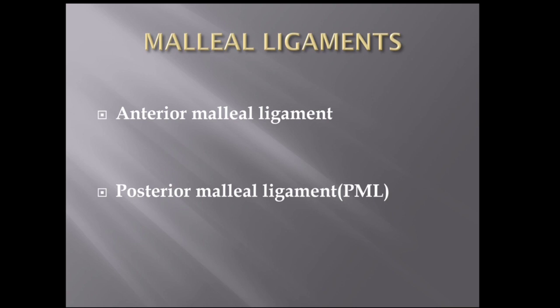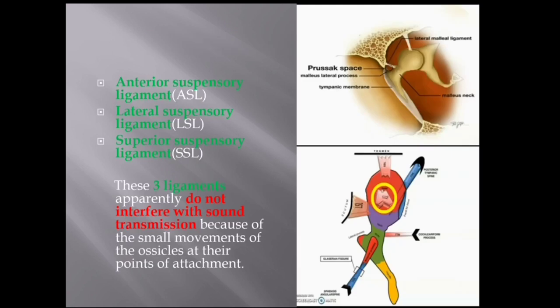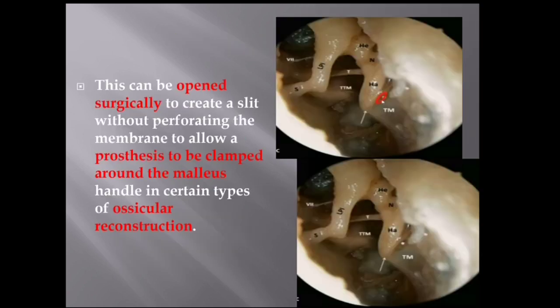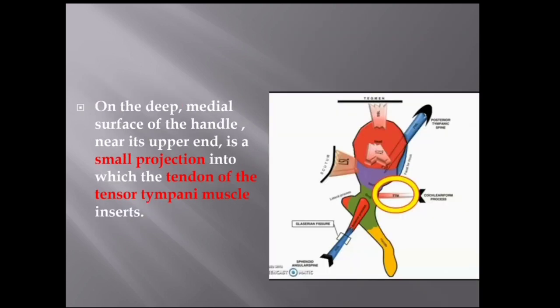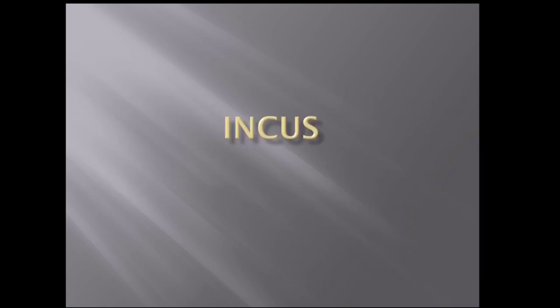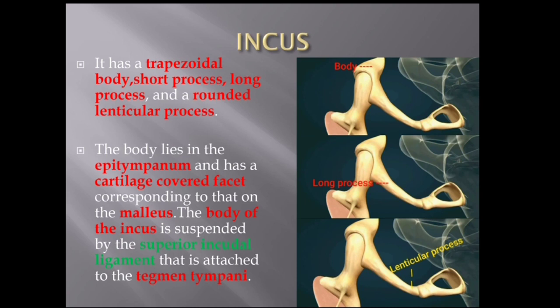Another one is the malleal ligament, the anterior and posterior malleal ligaments. This can be opened surgically to create a slit without perforating the membrane, to allow a prosthesis to be clamped around the malleus handle in certain types of ossicular reconstruction. On the deep medial surface of the handle near its upper end is a small projection into which the tendon of the tensor tympani muscle inserts. Now some details about the incus.